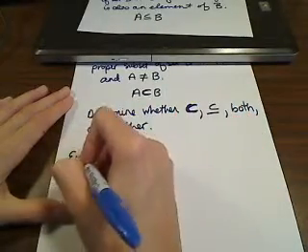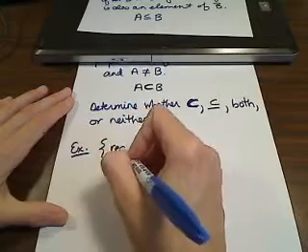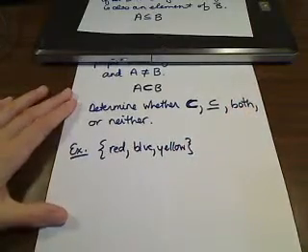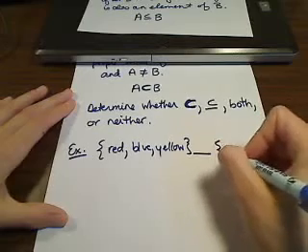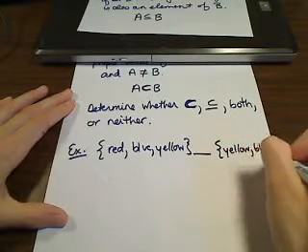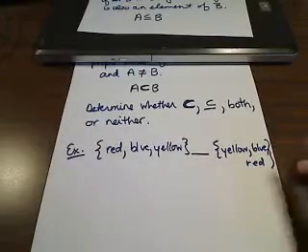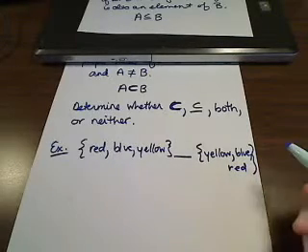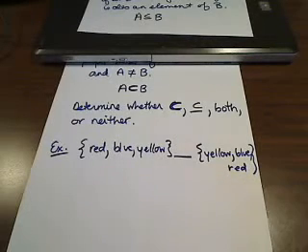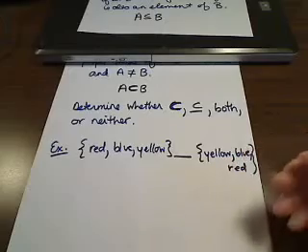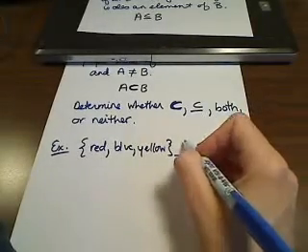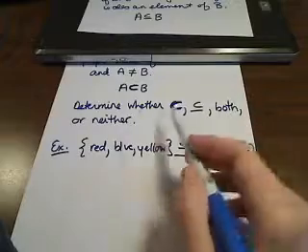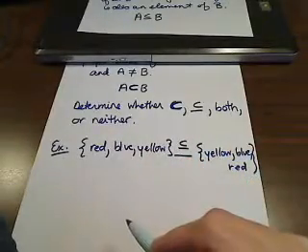All right, so as an example, let's say that I'm looking at red, blue, and yellow as some set. And I want to know how that relates to yellow, blue, and red. Well, if we think of this as our set A and this as our set B, they're actually the exact same set. They contain the exact same elements. The fact that they're not listed in the same order doesn't matter. So it definitely is a subset, but it's not a proper subset because these two are equal to each other. So it's not both and it's not neither. It is definitely a subset.